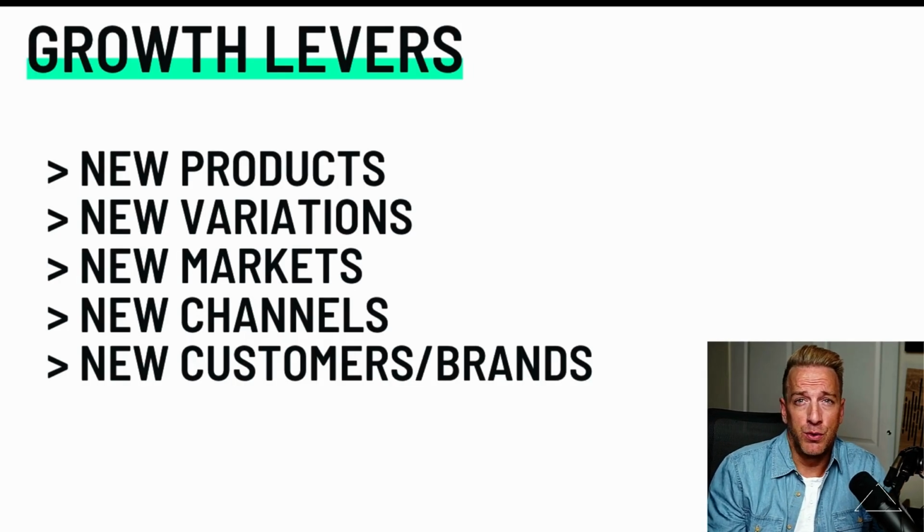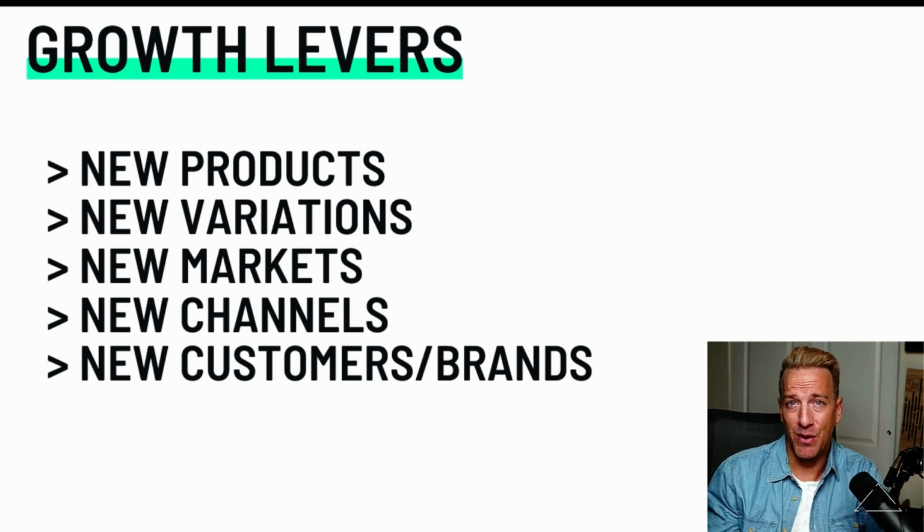What are the tools at our disposal to grow an Amazon business? You can launch brand new products on an existing brand. You can take existing products and launch variants, whether it's colors, sizes, bundles, differentiating features. You can enter new geographic markets with the same products and the same brand. You can go after new channels entirely, whether it's retail, Shopify, other marketplaces, etc. Or you can identify new customer segments with an existing brand to target and or new brands entirely.